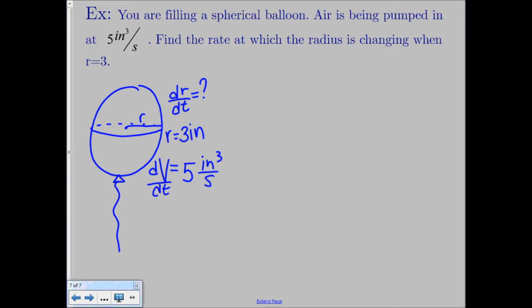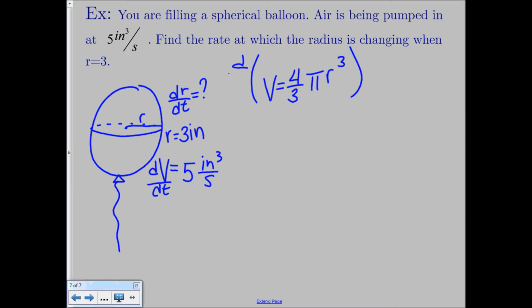So since we want to know the relationship between the rate of change of the radius, and we know what the rate of change is of the volume, we want an equation that's going to relate volume to radius. So the volume equation for a sphere might be very helpful. And the volume equation for a sphere is just V equals 4/3 pi r cubed. So now that we have an equation, we have all of our knowns and unknowns labeled, and we've got a picture drawn, we're ready to take our derivative and start solving.